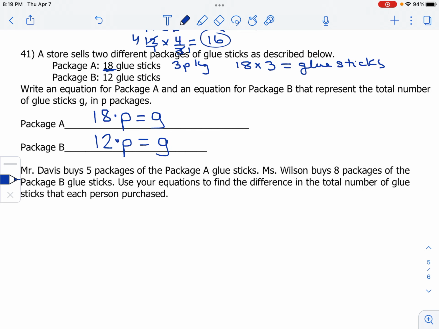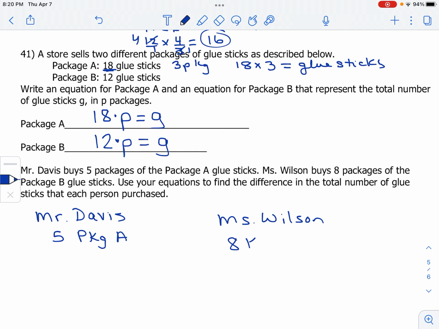All right, Mr. Davis buys 5 packages of the package A glue sticks. Mr. Wilson buys 8 packages of the package B glue sticks. Use your equations to find the difference in the number of glue sticks that each person purchased. So they're telling us to use substitution here. They want us to use our equations. So let's just organize our work here. Mr. Davis, 5 for package A, just jotting some information down. Then we've got Miss Wilson, who bought 8 packages of B.